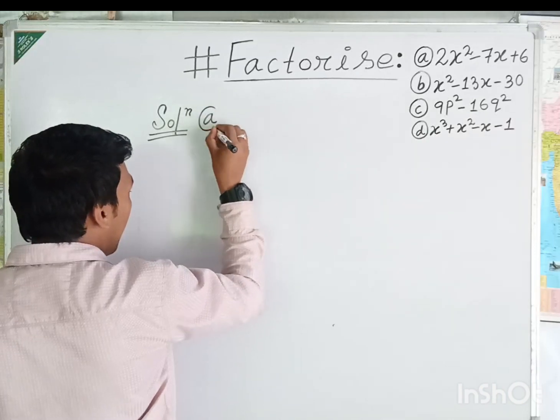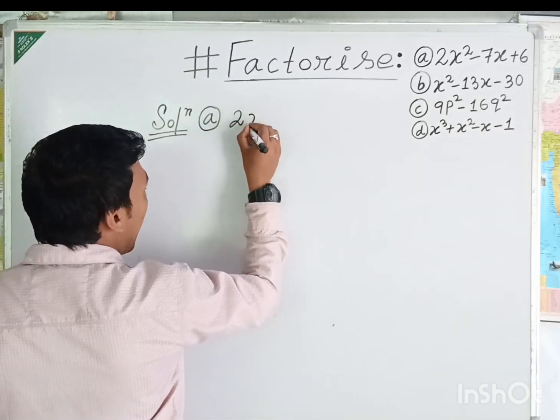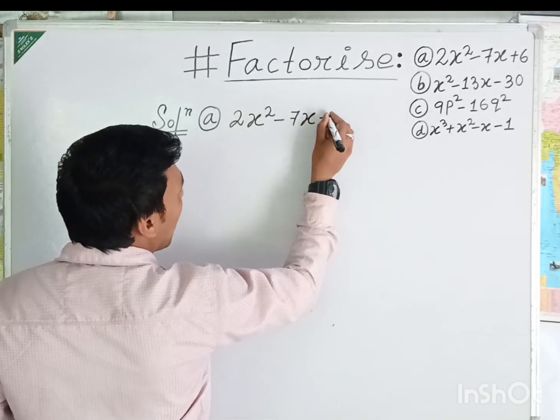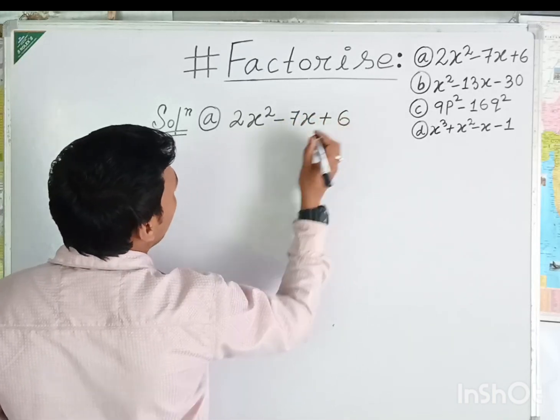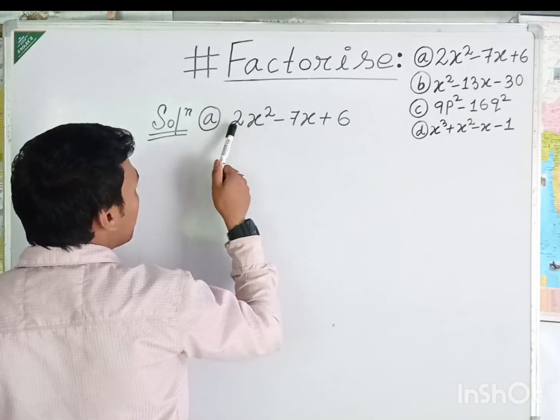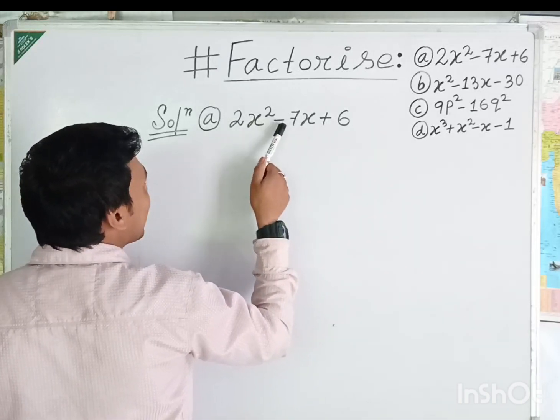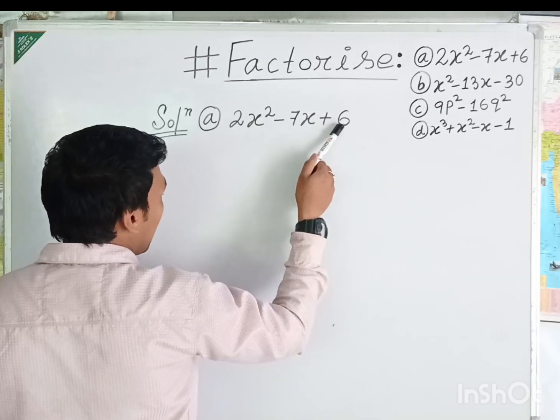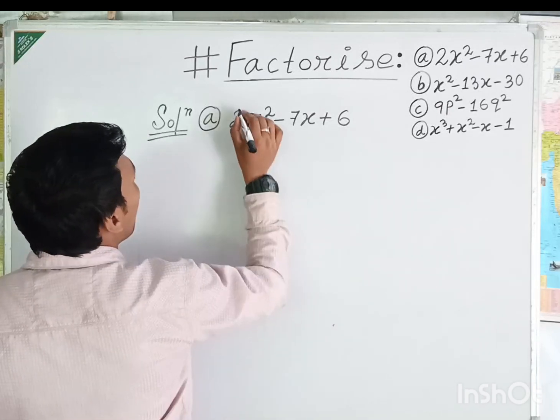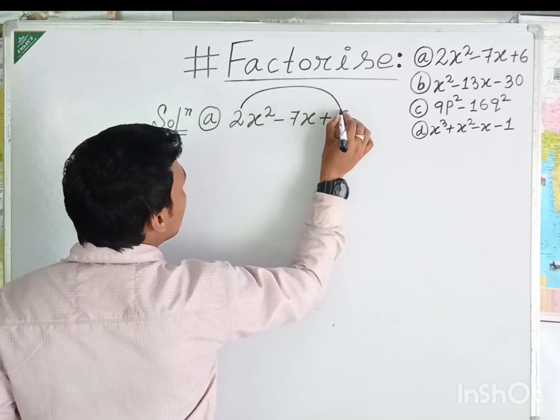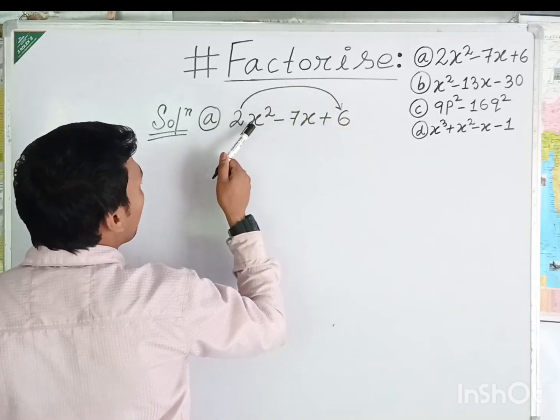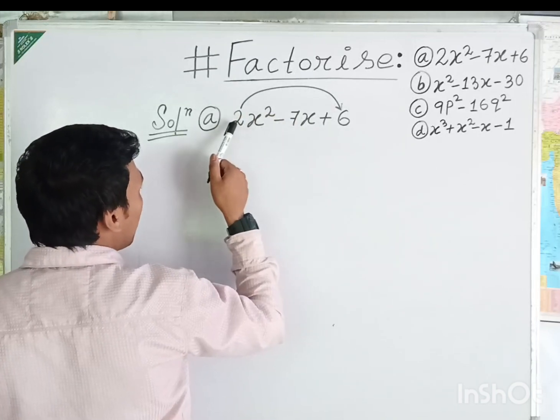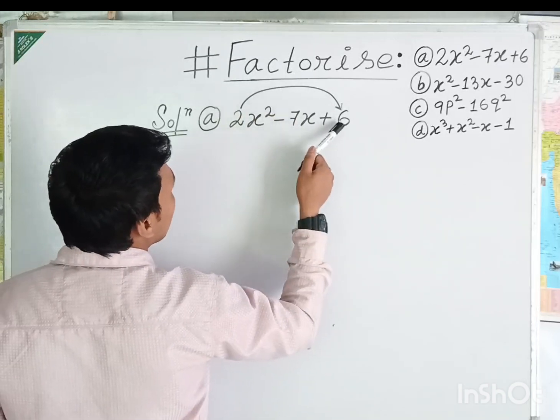So in question number A we have 2x square minus 7x plus 6. Here the coefficient of x square is 2, the coefficient of x is minus 7 and this is the constant term. Whenever you factorize, in the first step you multiply the coefficient of x square with the last term. So here the coefficient of x square is 2, so I'll multiply 2 with this last term.